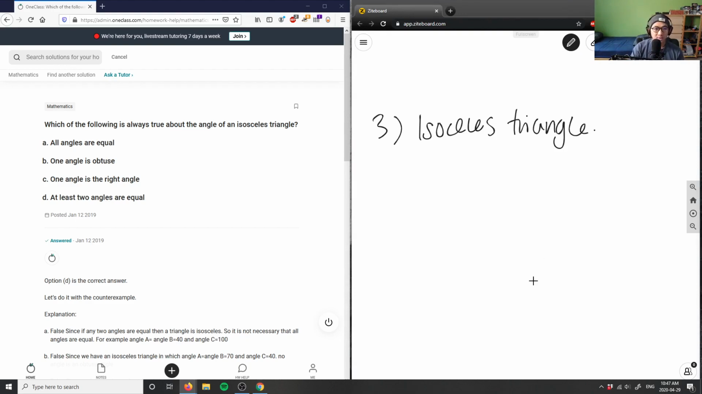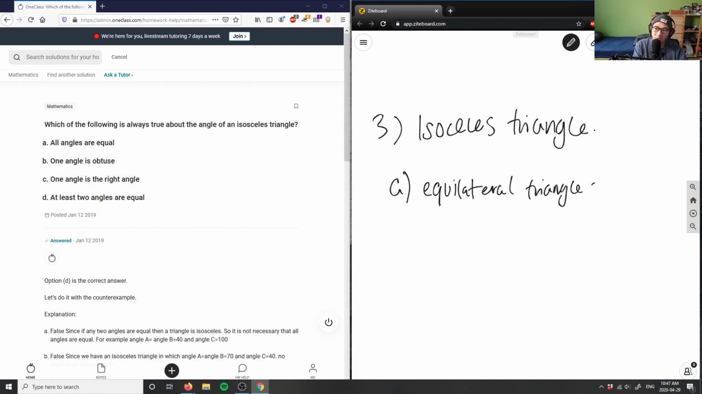And again, what you could do is look at the multiple choice, right? So A here says all angles are equal. This A here is incorrect, because if all angles are equal, I would get an equilateral triangle, in which case, if all angles are the same, this would equal 60 degrees per angle, right? So A is not correct here.